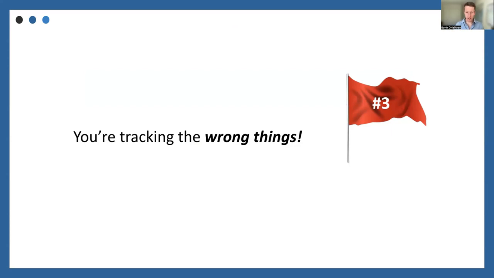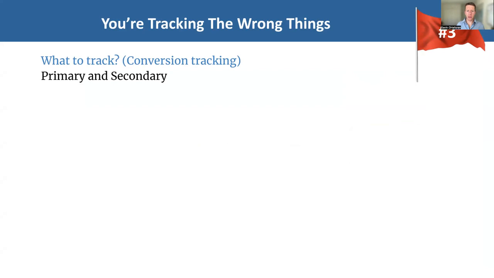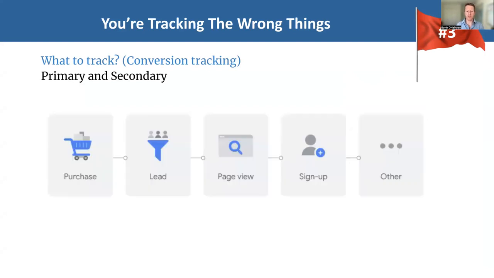Number three on the red flags: you're tracking the wrong things. We identify conversions as either primary or secondary. Sometimes people call them hard conversions and soft conversions. A conversion is a sale, a lead, an ebook download, a webinar sign up, whatever the case is. A secondary conversion will be something related to user metrics, for example time on site, how many pages they visit, whether they visit the About Us page, or how far they're scrolling down the page. So they're your soft metrics. You have your primary and your secondary, and you need to differentiate between those two.